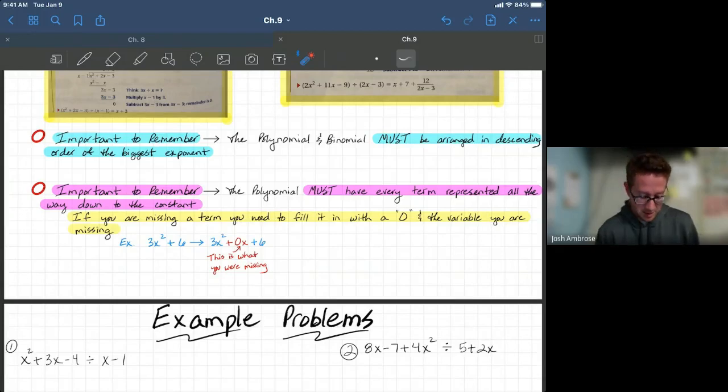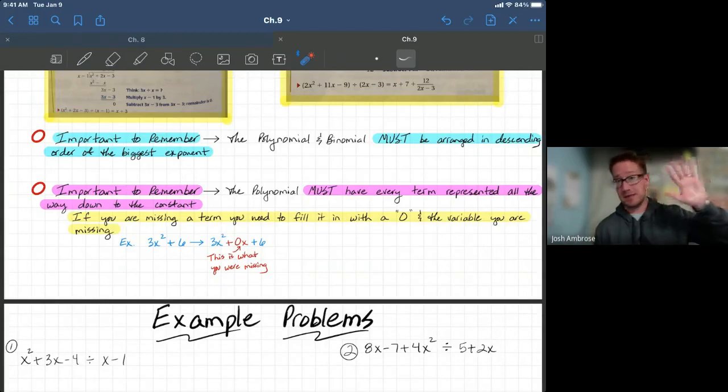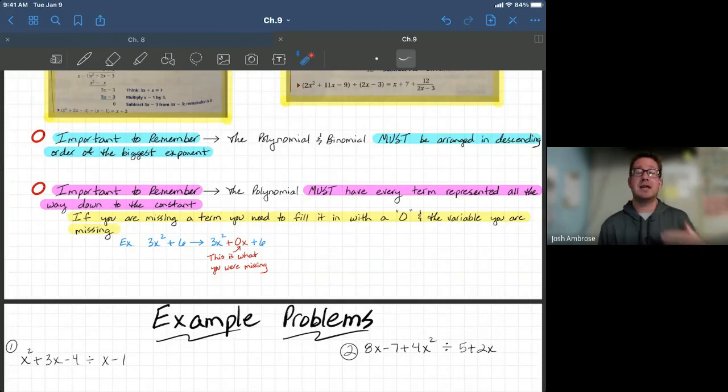All right, so important thing to remember, you have to arrange your polynomial in descending order as well as your binomial in descending order. That means biggest exponent is always up front and you go down perfectly in descending order. You've been doing that all the way up to this point. That's how all of your answers have been written. Stick to that even from the get-go. If they give you a problem where it's not written in perfect descending order, you have to rewrite it in descending order.